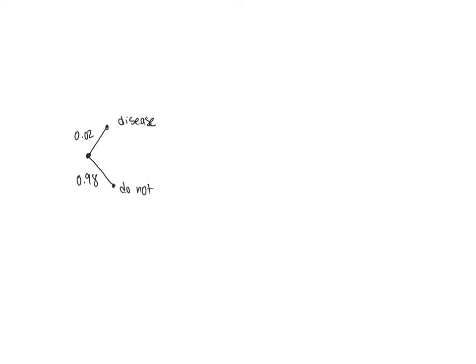And then from that, the test results could either be you have the disease and you test positive, that happens probability 0.99, have it and you test negative, probability 0.01. Do not have the disease, test positive, that happens probability 0.05. Do not and get a negative test, that happens probability 0.95.